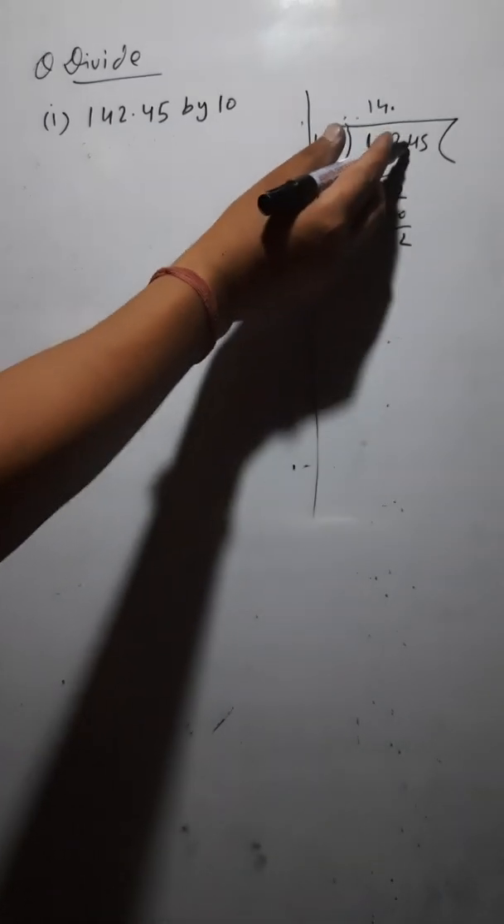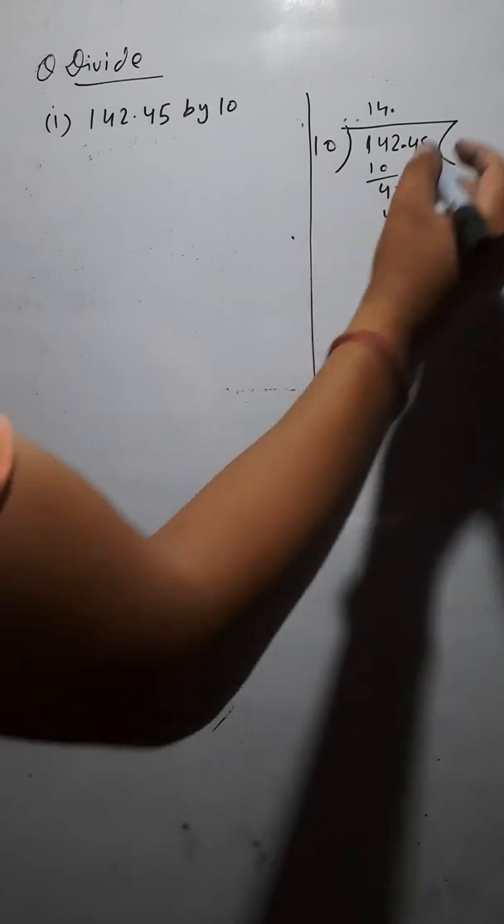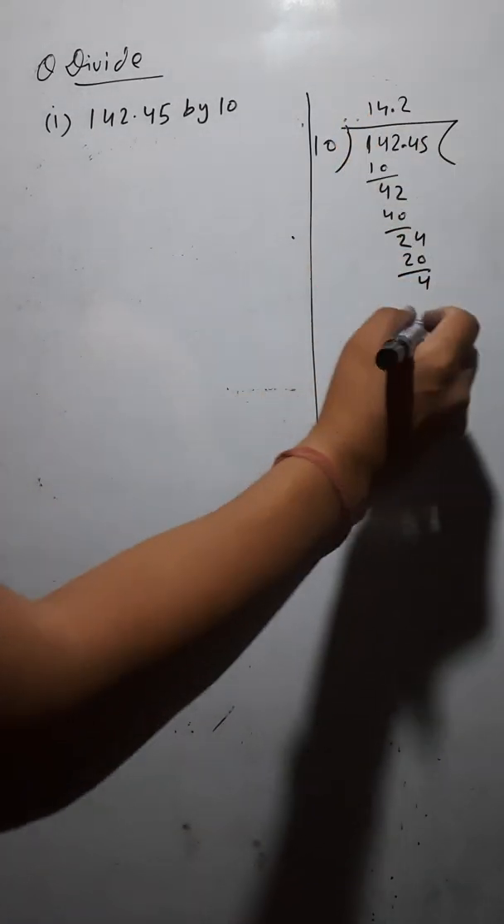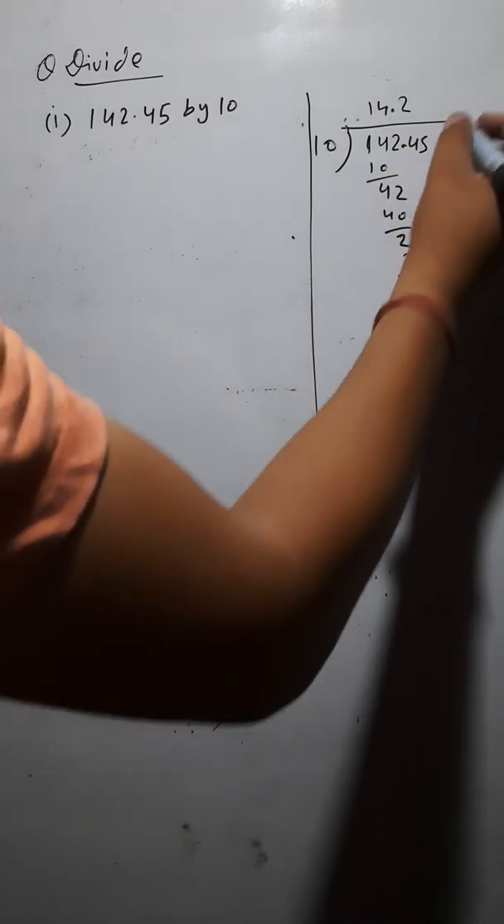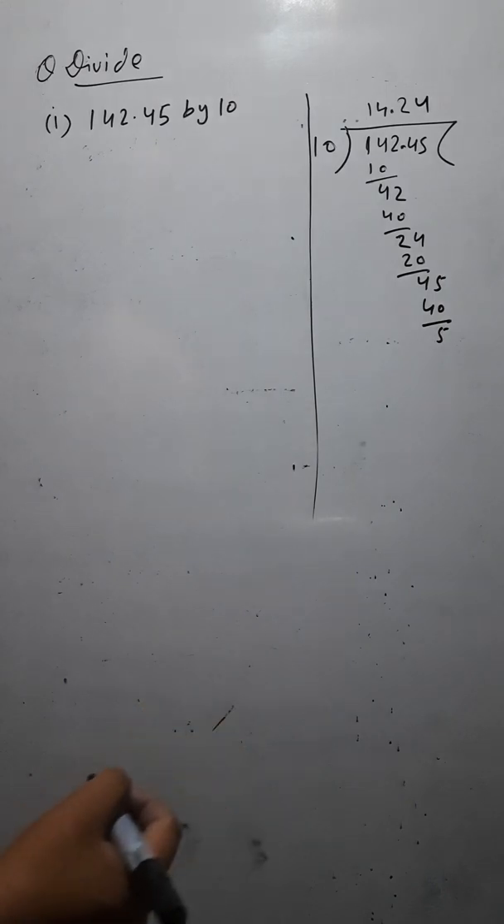Now what is the next digit after the decimal? That is 4, so write this 4 here now. So how many times will it go? 10 2 times is 20, 4 is the remainder. Now the next digit would come, that is 5. 10 4 times is 40, 5 is the remainder.